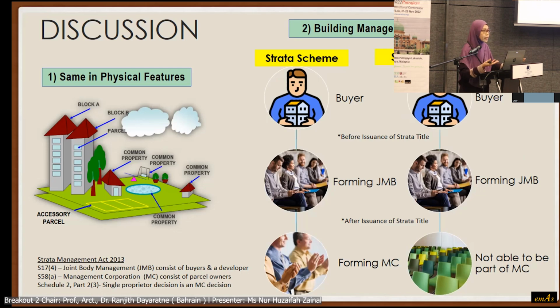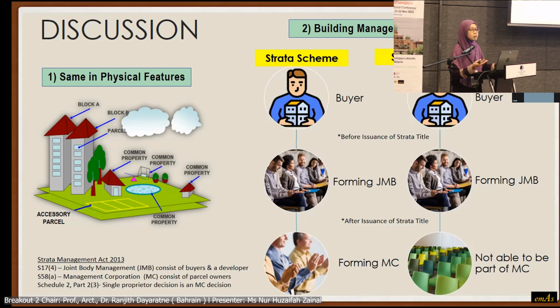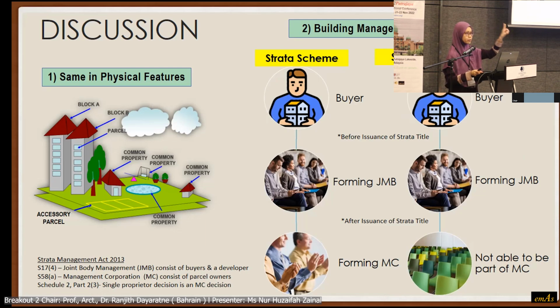You don't own the land. You don't own the strata title. You are only leasing for 99 years. Because the law says only a proprietor is able to form a management corporation. So in a strata lease scheme, there is a single proprietorship, meaning all strata titles belong to one owner. That's why the buyers are not the owner.